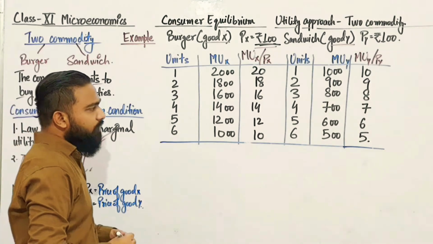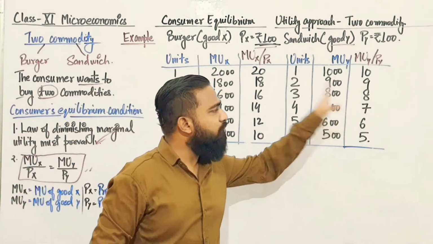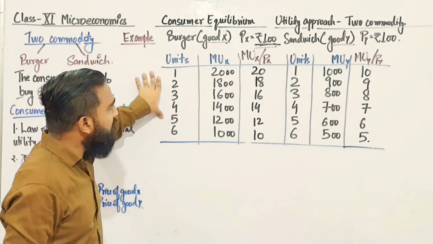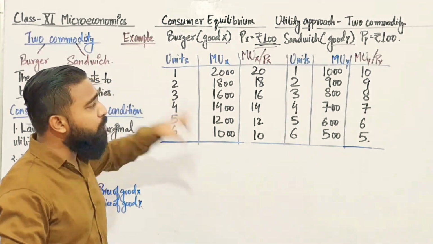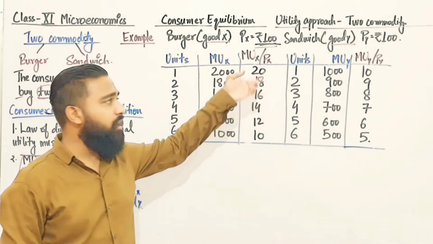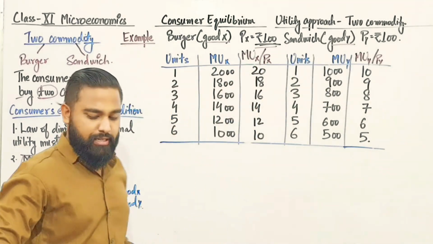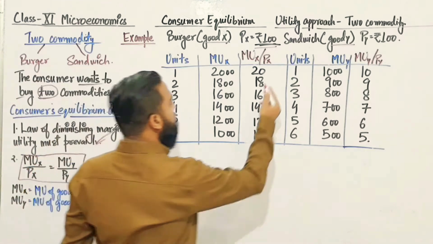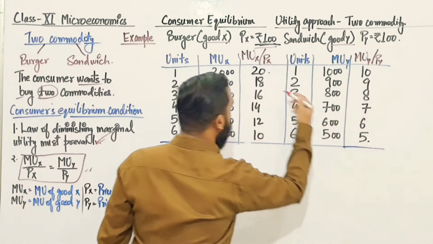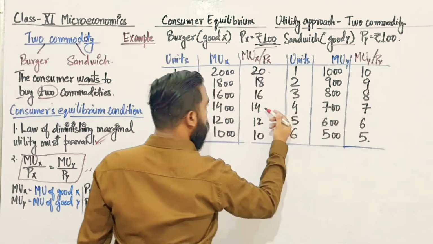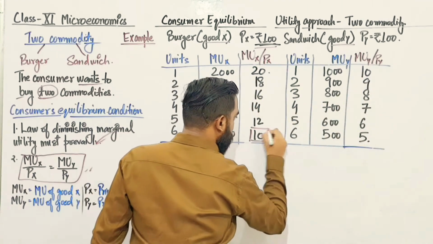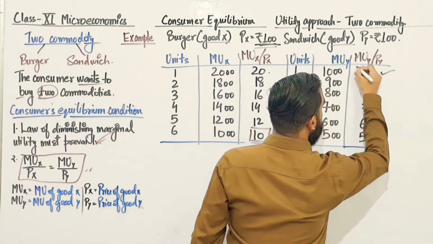Now see, which unit of burger is equal to one of the units of sandwich? There must be some unit of burger which is equal to some unit of sandwich in terms of MUX upon PX and MUY upon PY. Now let's see. Is there something which is equal to 20? No. 18? No. 16? No. 14, no. 12, no. 10, yes. Here it is.